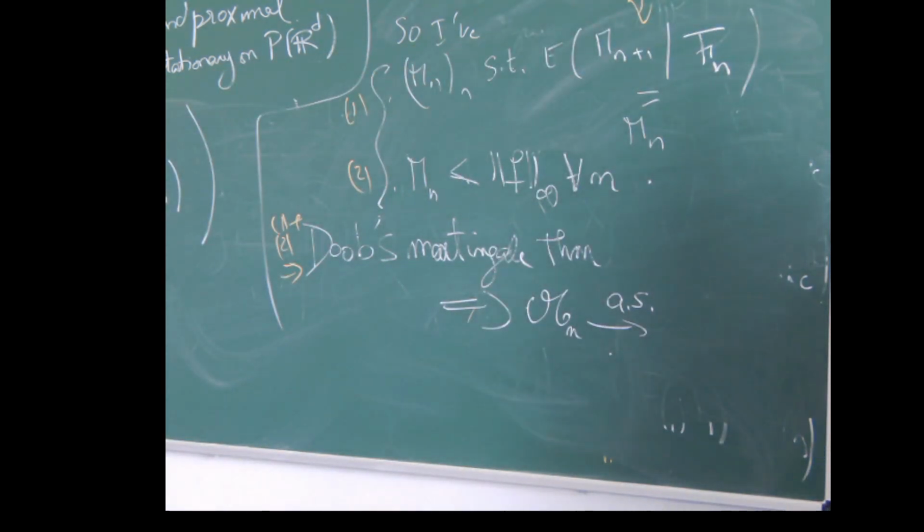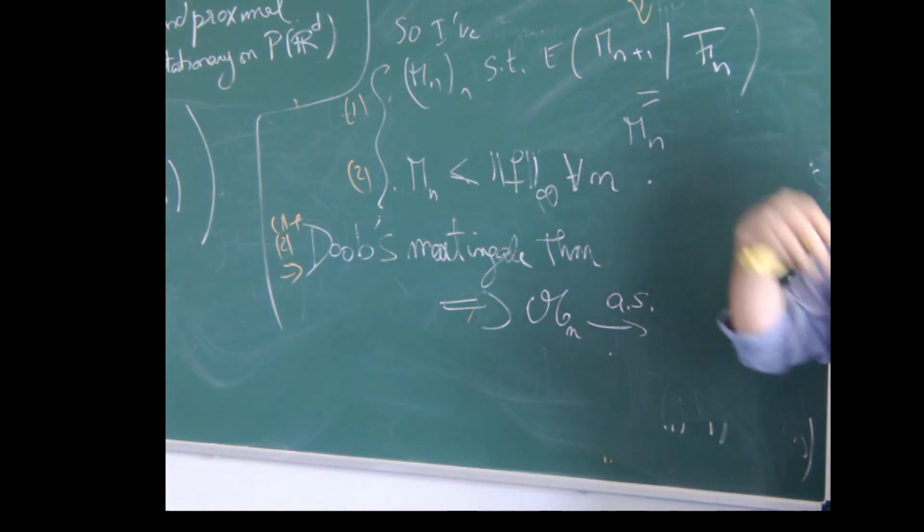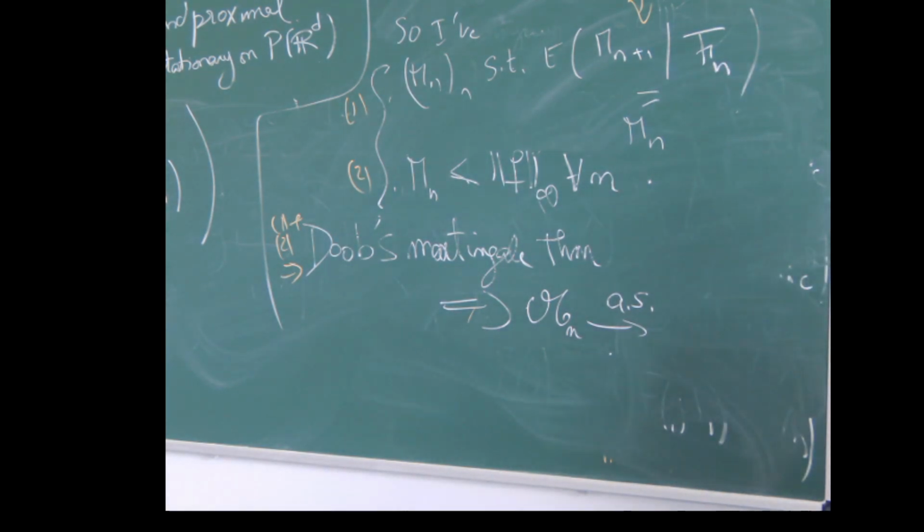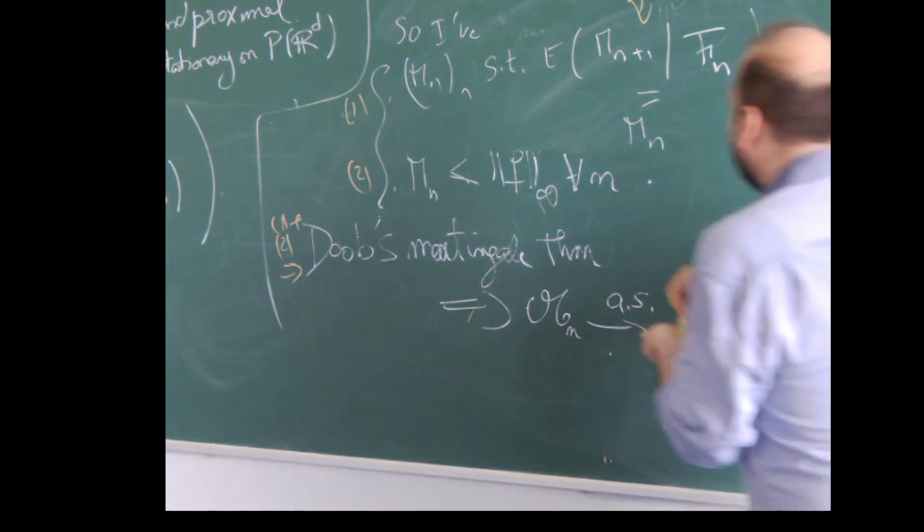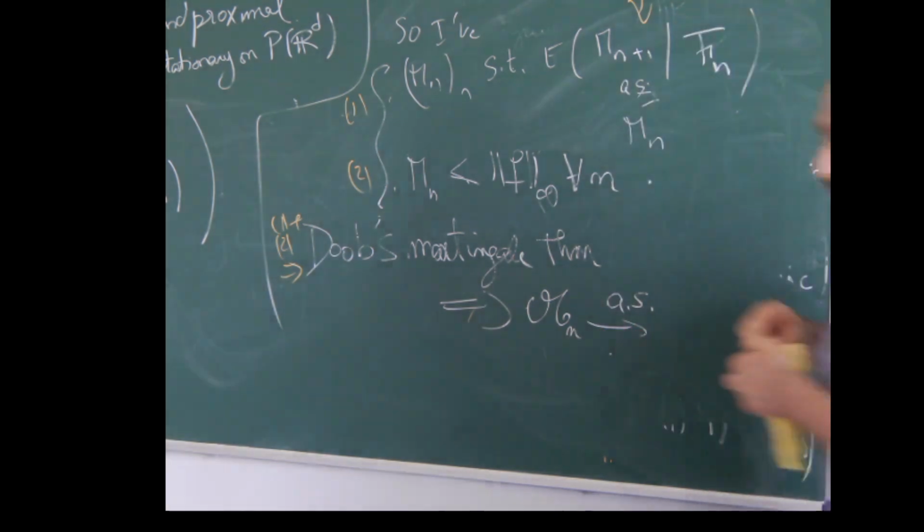A martingale is a fair game. Knowing what's happening in the past, the expected value is the previous random variable. This is an equality almost surely. The conditional expectation is a random variable.